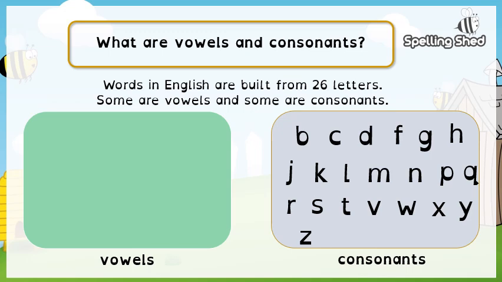Words in English are built from 26 letters. We call this our alphabet. Some of those letters we call vowels and some are consonants. You can see in the box there are consonants. B, C, D, F, G, H, J, K, L, M, N, P, Q, R, S, T, V, W, X, Y, Z. Could you spot the ones that were missing? These are our vowels. A, E, I, O, and U.